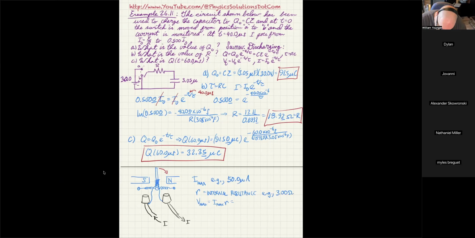In this case, the resistance is 3.00 ohms, and the max current is 50.0 microamps, times 3.00 ohms, and that gives you obviously 150.